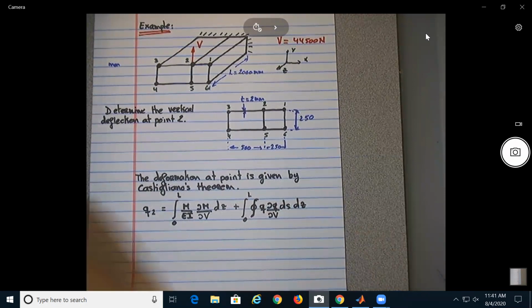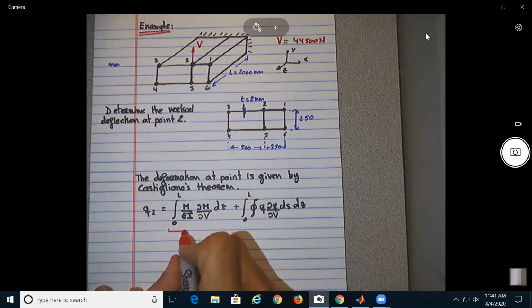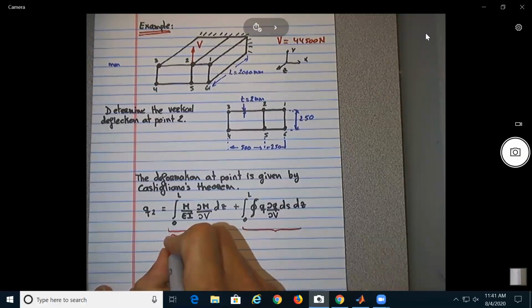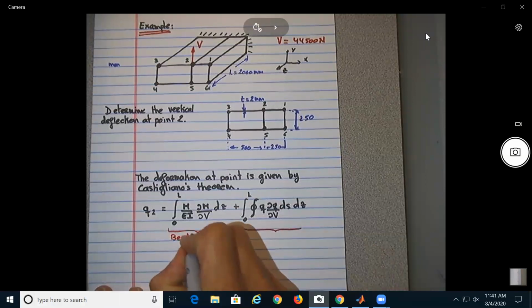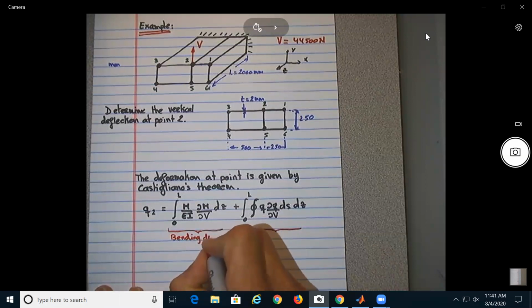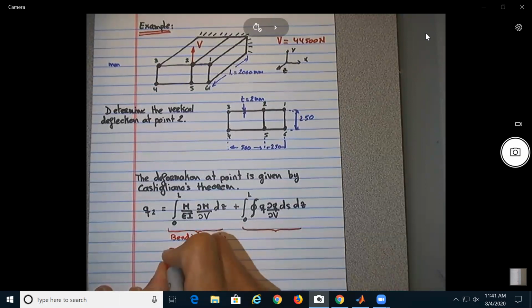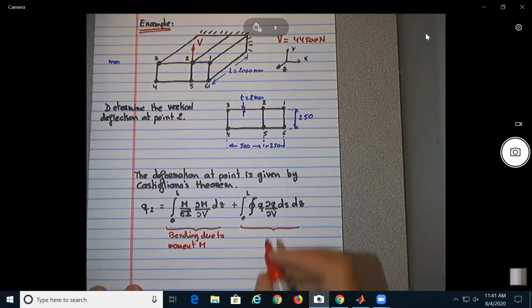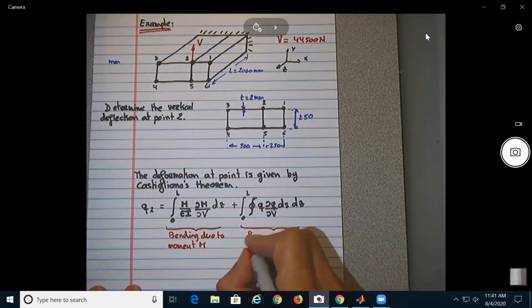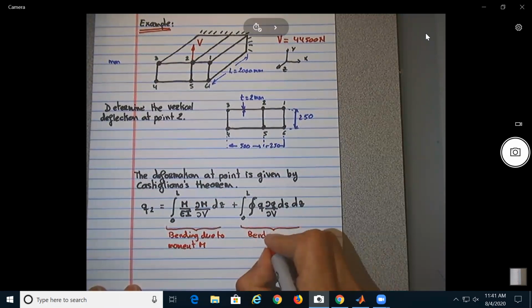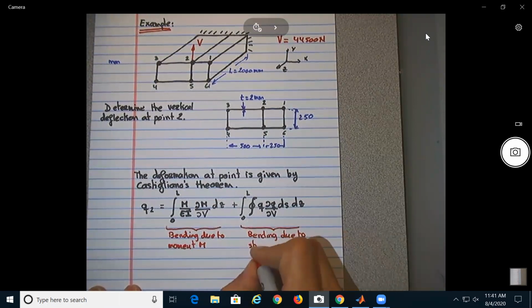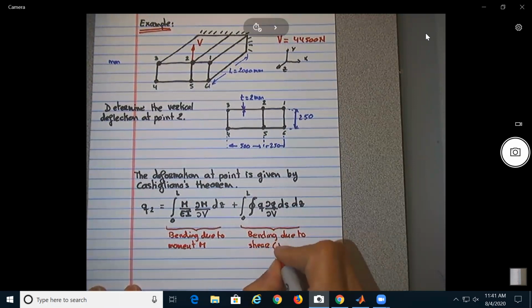Okay, so this is bending due to moment M, and we're going to calculate what this moment is, and this will be bending due to shear, but really this will be, if you want, due to torsion.